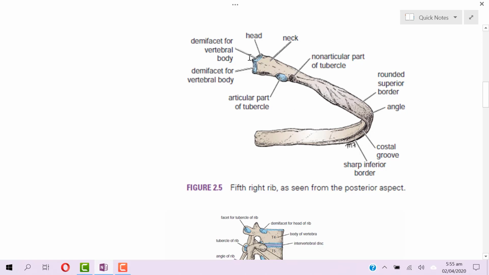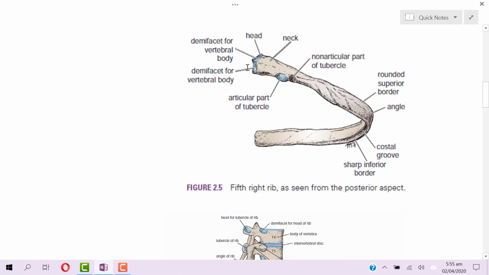Okay, now see here the head facets. Can you see here demi facets? This demi is a French word. Demi means half. Why this is called as demi facet? Because this facet will give articulation to half of the vertebra, or this is half of the rib is connected to the vertebra. So what will be the word? Demi facet, that is half a facet. So there are two demi facets here on the head.